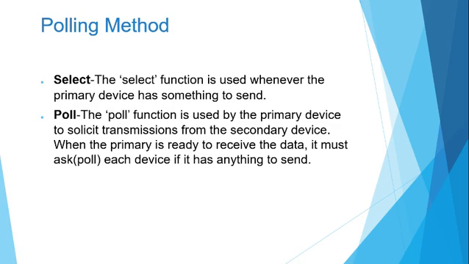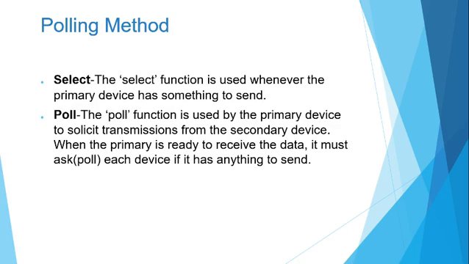It is up to the primary device to determine which device is allowed to use the channel at the given time. The primary device therefore is always the initiator of a session. If the primary wants to receive data, it asks the secondaries if they have anything to send. This is called poll function.